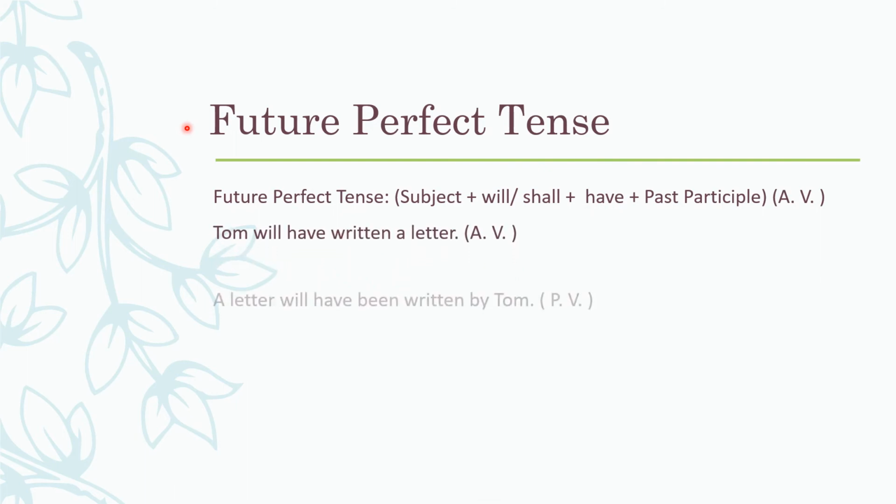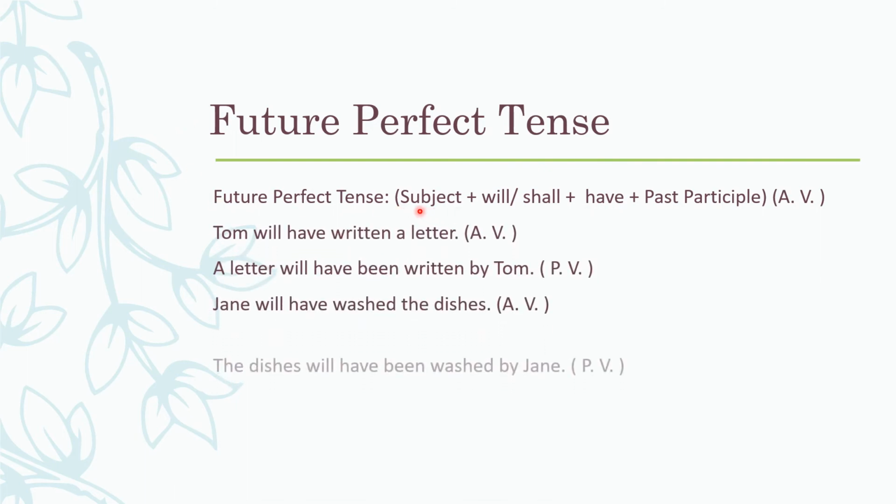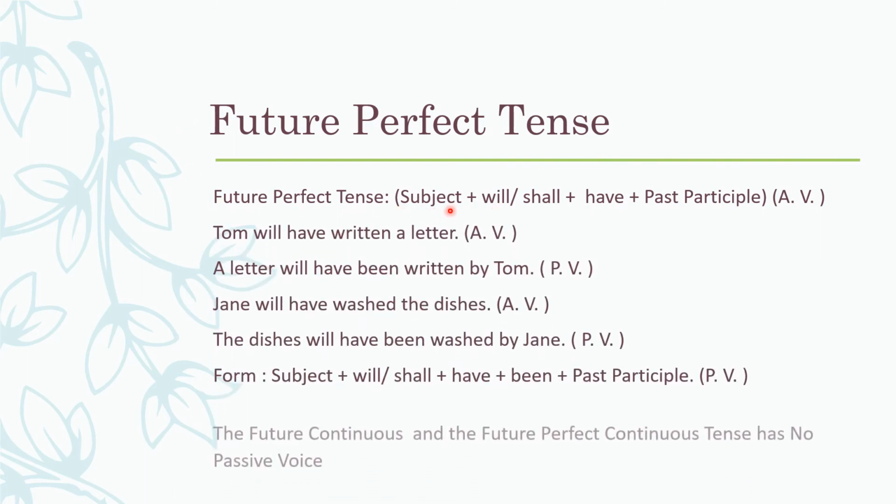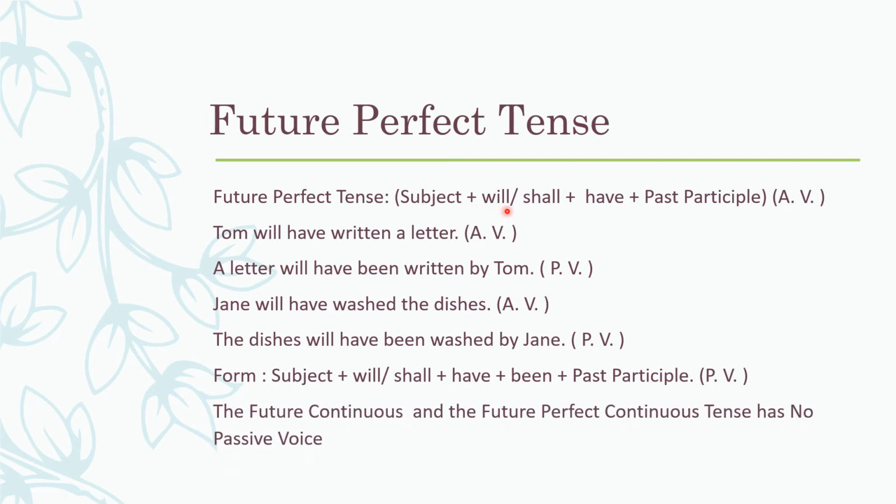Future perfect tense. The form of the future perfect tense, active voice: subject, will or shall, have, and the past participle. Look at this sentence. Tom will have written a letter. This is in the active voice. Subject is Tom, will have, and written is the past participle, and a letter is the object. We have to change this into the passive voice.